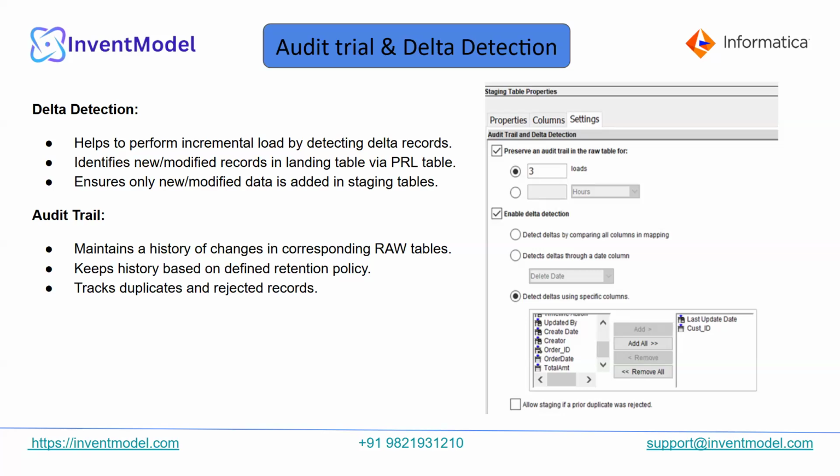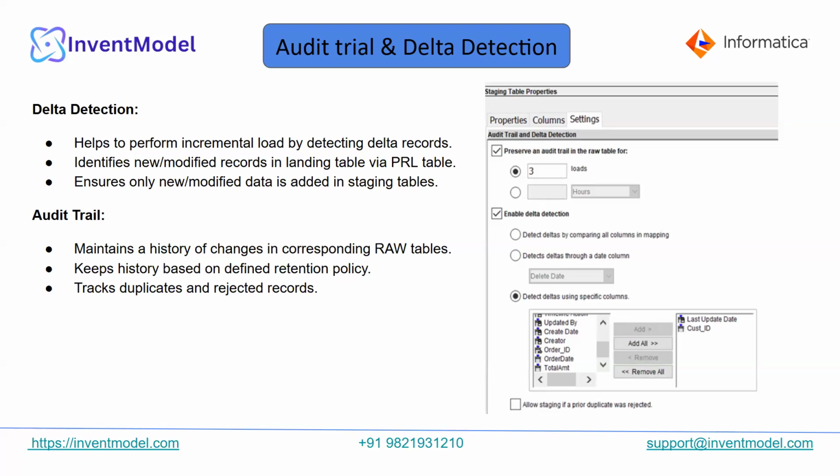For that reason, we have delta detection, which stores the data in the previous landing table, PRL, and from there it checks whether the data is new or updated. If data is not new, it will never load the data into the staging area. So delta detection ensures only the new and modified data is added into the staging table.